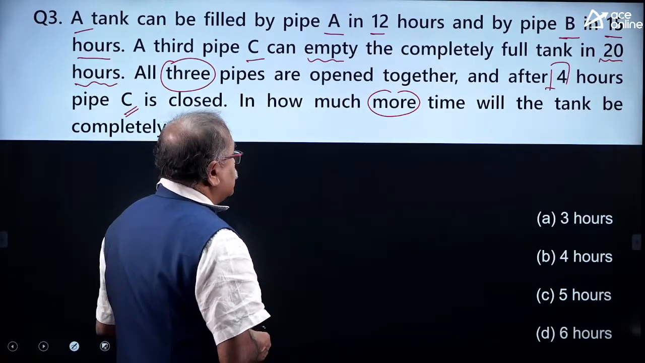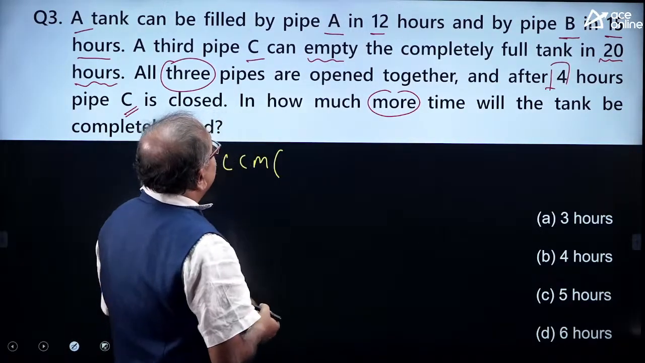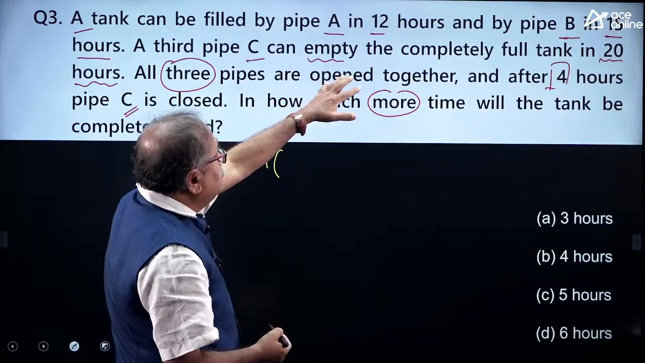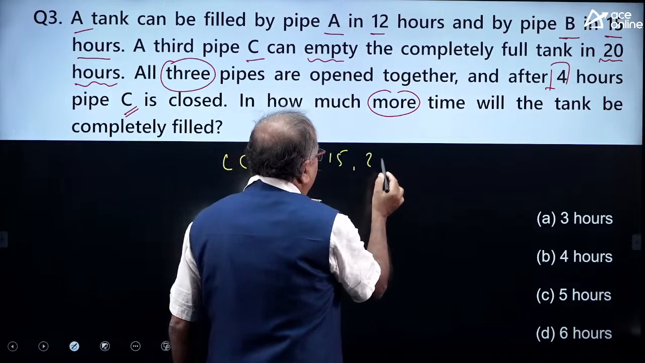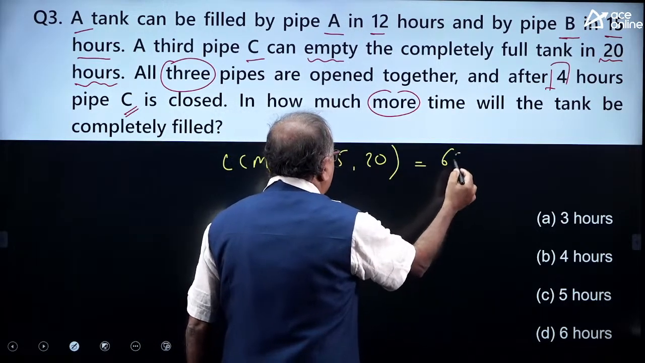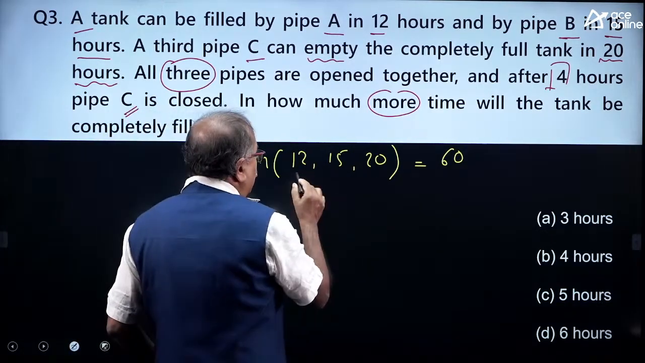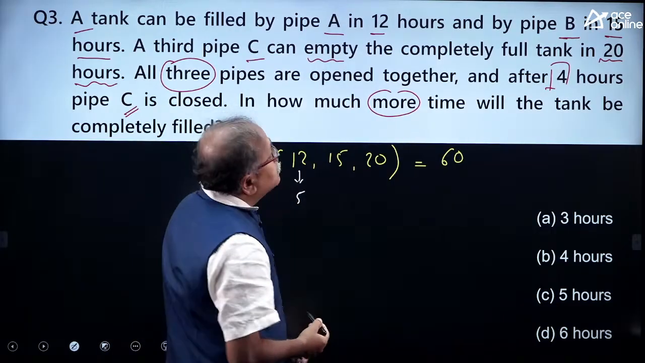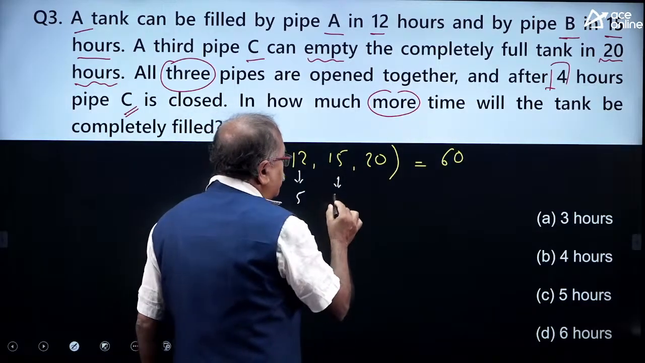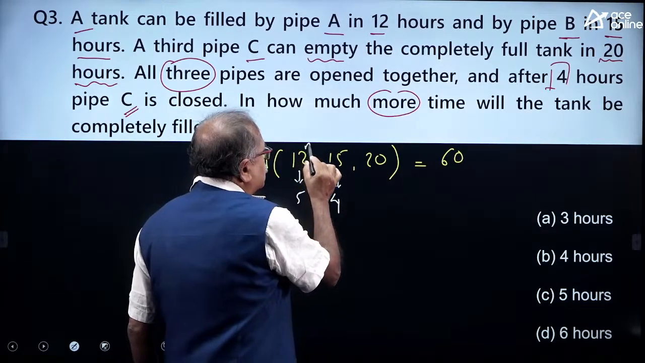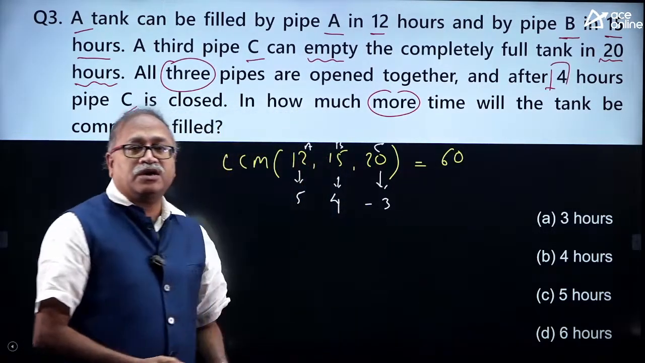First, I need to take the LCM of these numbers, 12, 15 and 20. The LCM is 60. Now the number of units: 60 divided by 12 is 5 units per hour, 60 divided by 15 is 4 units per hour, and C is the emptying one. This is A, this is B, and this is C. So C empties 3 units per hour.